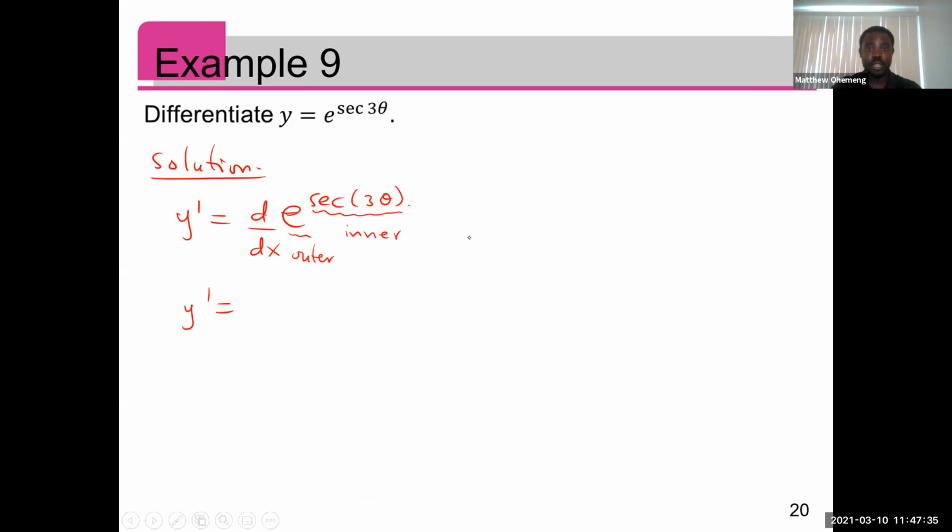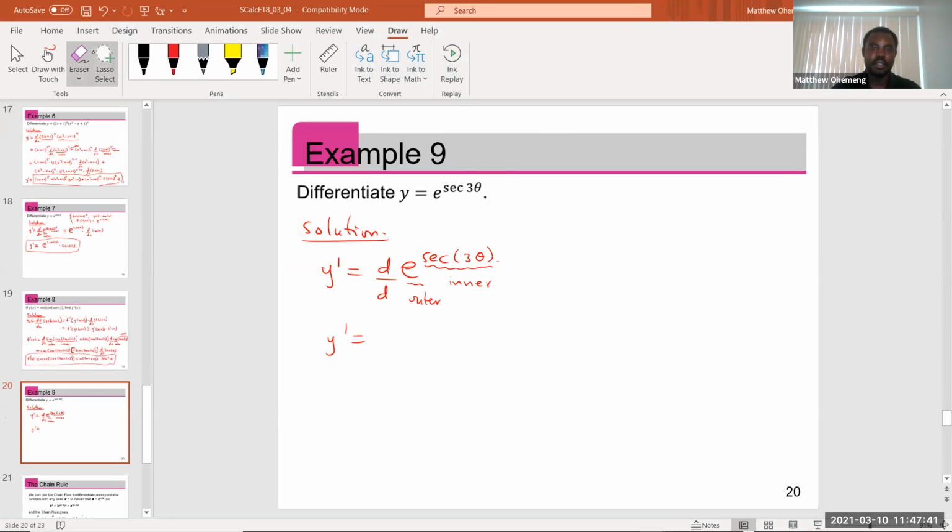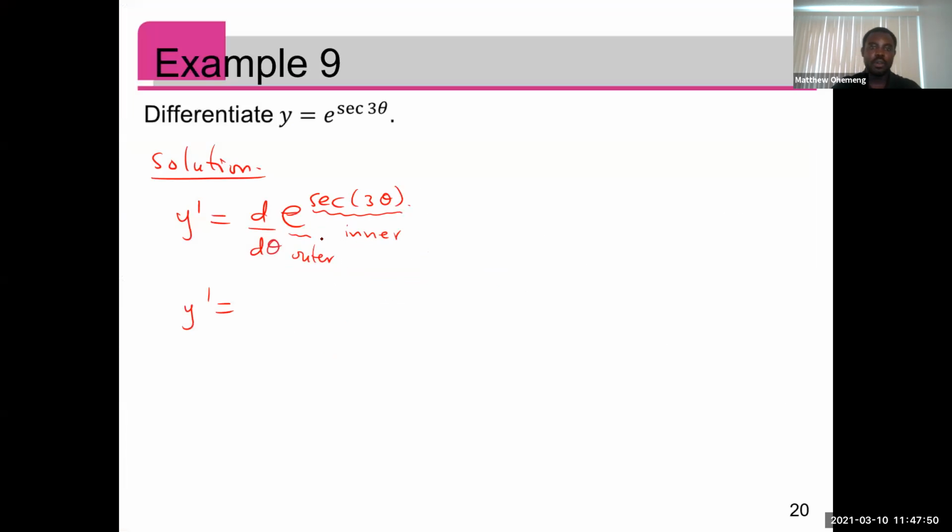Oh, wait, I made a mistake. It's theta here, so I have to do d over d theta, not dx. Okay, so d over d theta. Yeah, like so. Now with this one, you differentiate with respect to theta, right? If you differentiate the outer function, it's still e to the same thing. So just plug it in, e to the secant of 3 theta, and then times what? The derivative of the inner function, which is secant of what? 3 theta.